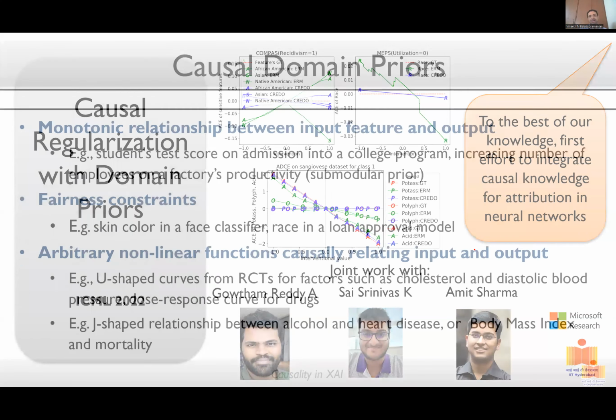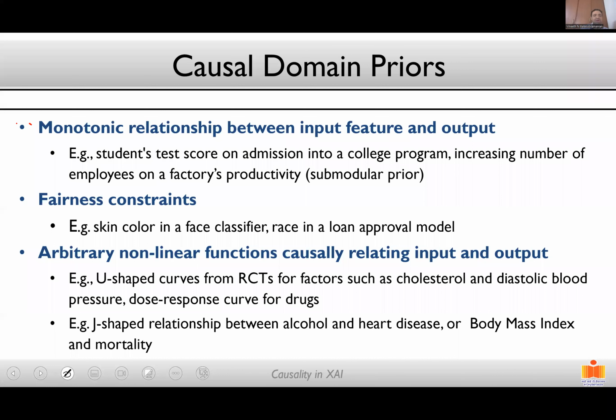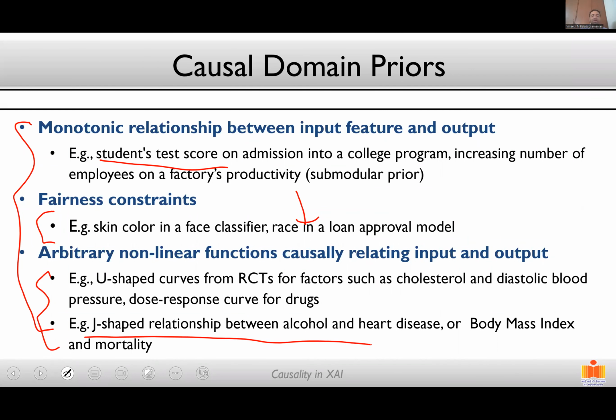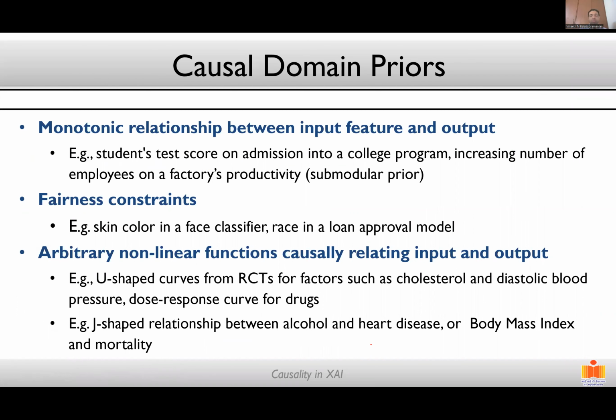What we try to do is what you see here: in the real world, you could have multiple kinds of causal domain priors. It's possible that there are some monotonic relationships between input and output that are known. For example, if we want to use machine learning to predict whether a student will get admitted to a university or not, the student's test score, maybe a JEE score or a CAT score, a GMAT score, on admission obviously increases in a monotonic way. Higher the score, higher the chances of admission. It's monotonic. Or you could have fairness constraints where you say that skin color should not have an effect on whether you say somebody is beautiful, or race should not have an effect in a bank's loan approval model. Or similarly, you could also have U-shaped curves between input and output from randomized controlled trials, or a J-shaped relationship between alcohol and heart disease, that are all known and understood from the literature. How do you ensure that these kinds of causal priors are respected by a neural network is what we try to do in this particular work.